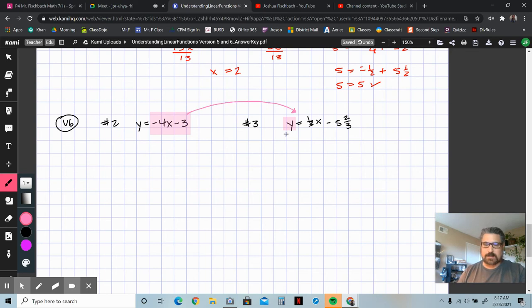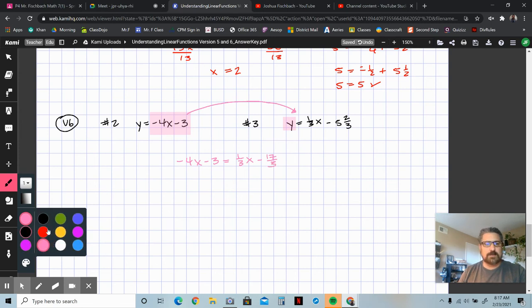And the nice thing about that is it's pretty easy to solve once you're comfortable doing it. So let me show you how it works. So you're going to get -4x minus 3 is equal to 1/3 x. And I'm going to change this from a mixed number into a top-heavy fraction just because it's easier to work with. So 5 times 3 is 15 plus 2 is 17. So minus 17/3.